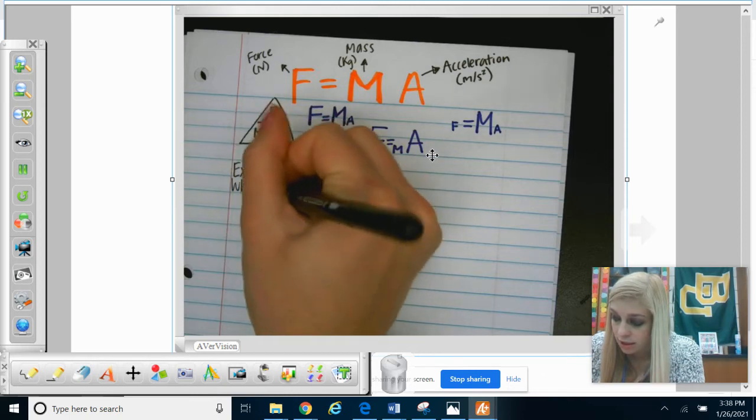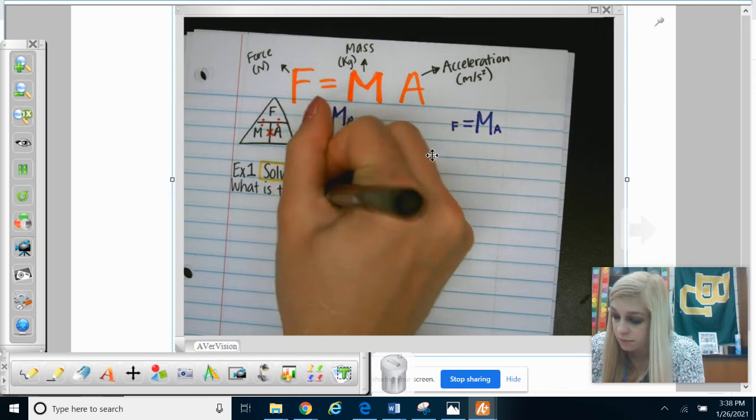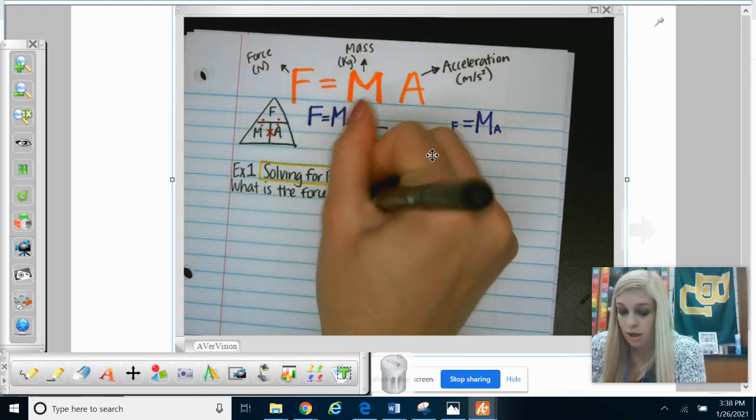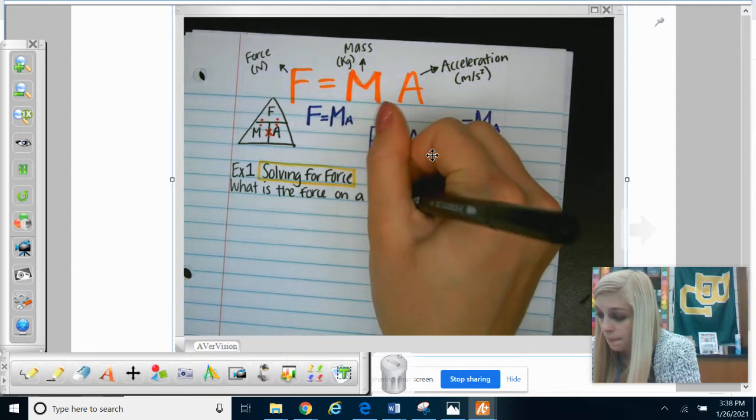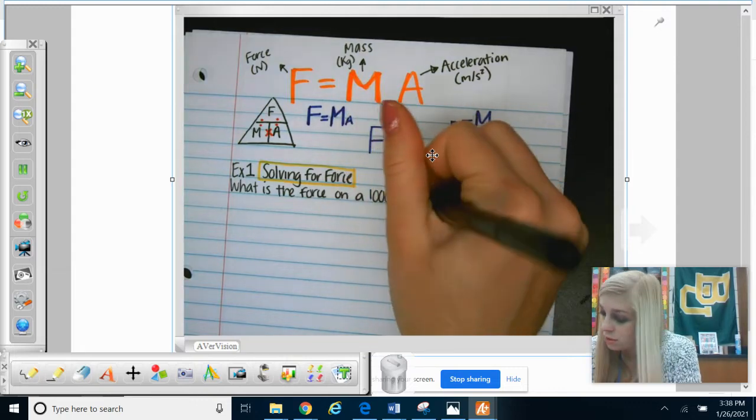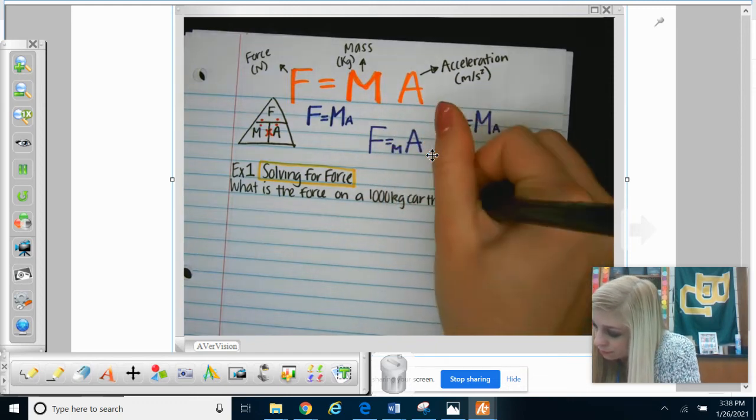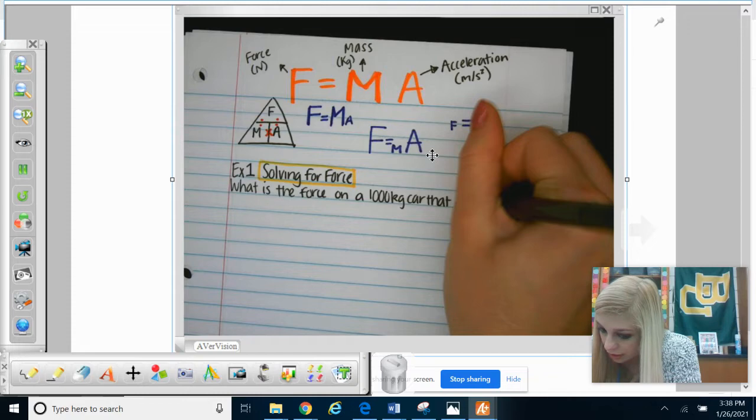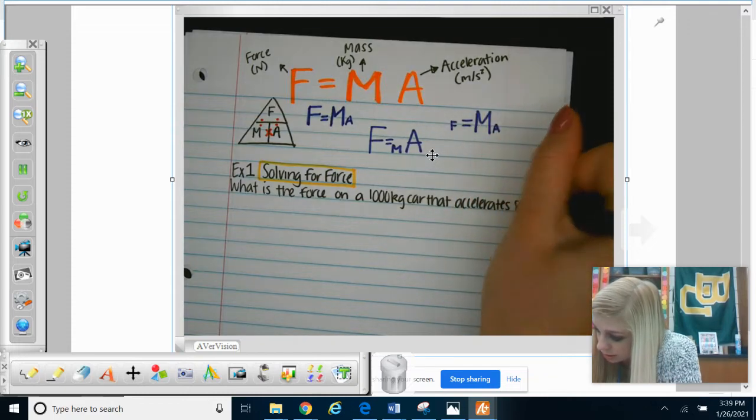What is the force on a 1,000 kilogram car that accelerates 8 meters per second squared?